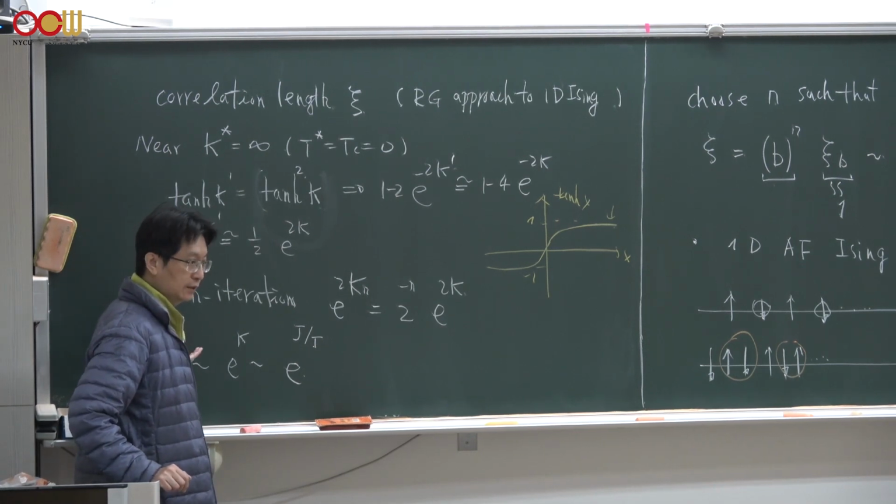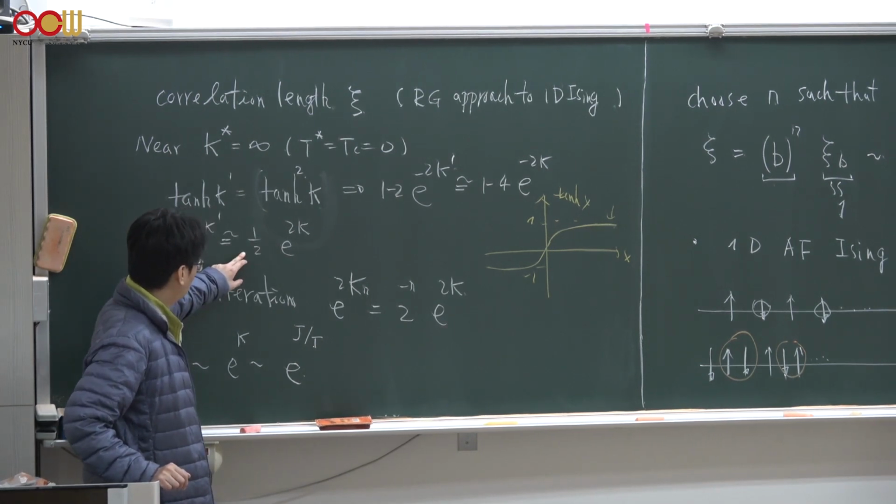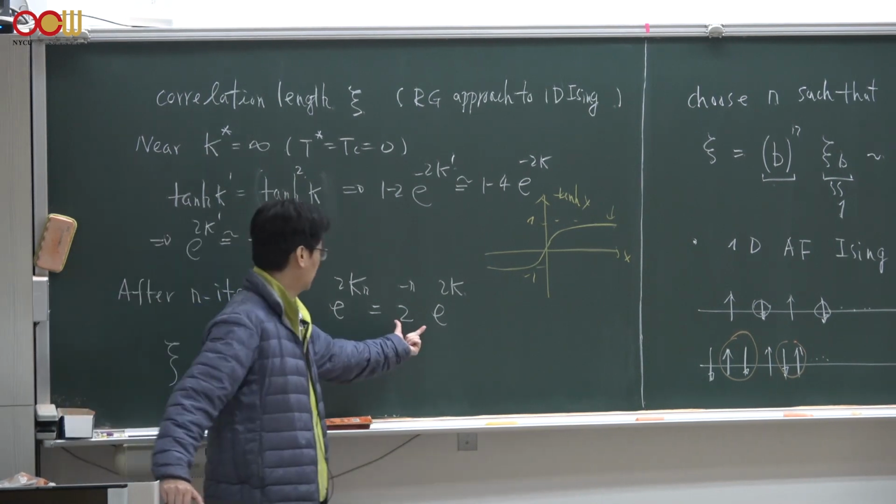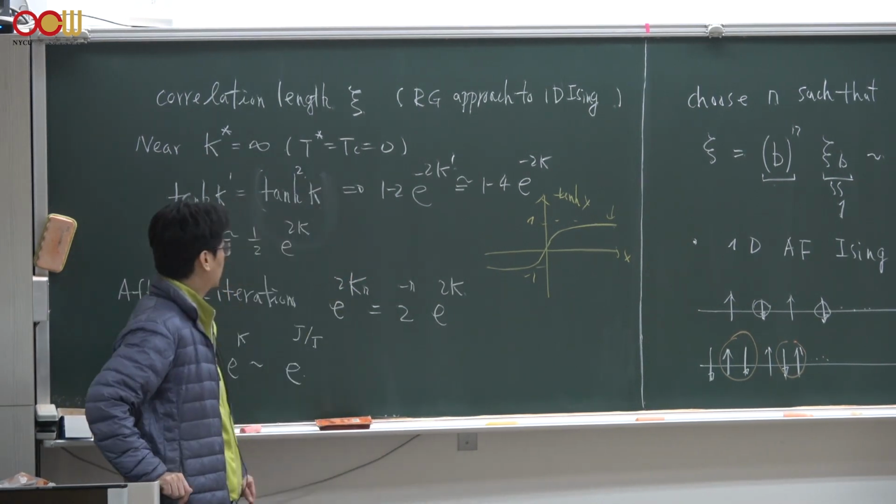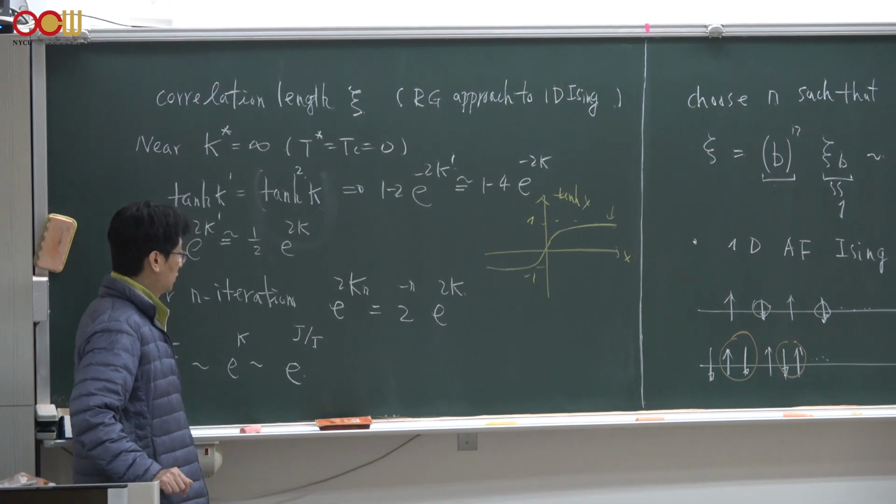So after n iterations, we get a factor of 1/2 to the power of n in front of this e to the 2K, which is equal to e to the 2 times K_n, near that fixed point.